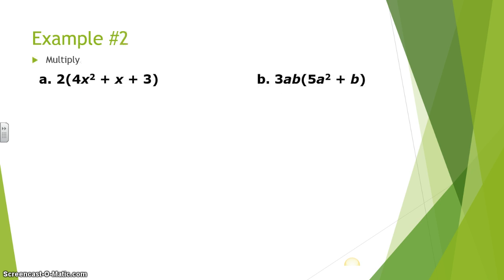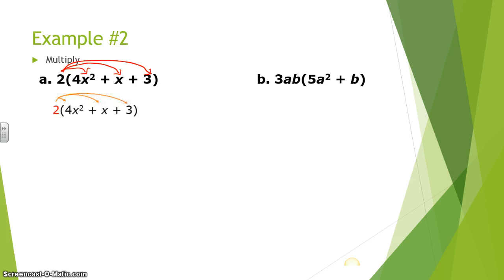Here we have another situation where we're multiplying this. We're going to be using the distributive property. We're going to multiply 2 in the parentheses 4x squared plus x plus 3. So I'll distribute the 2 to each value in the parentheses. So what I have here is 2 times 4x squared is going to give me 8x squared. 2 times x is 2x. 2 times 3 is 6.